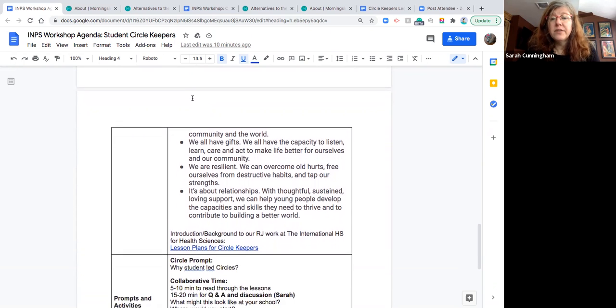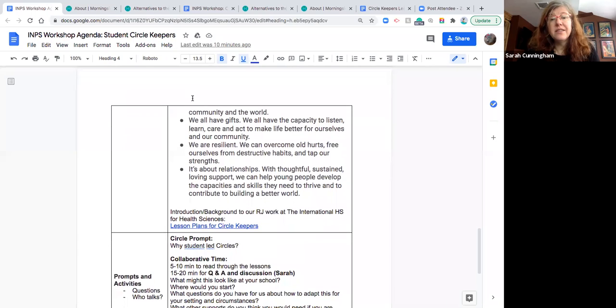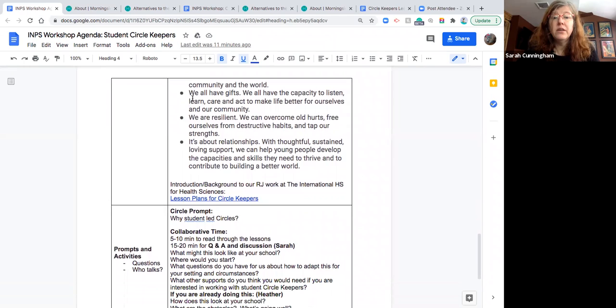We all have gifts. We all have the capacity to listen, learn, care, and act to make a world better for ourselves and our community. We're resilient. We can overcome old hurts, free ourselves from destructive habits, and tap our strengths. It's about relationships. With thoughtful, sustained, loving support, we can help young people develop the capabilities and skills they need to thrive and to contribute to a better world.